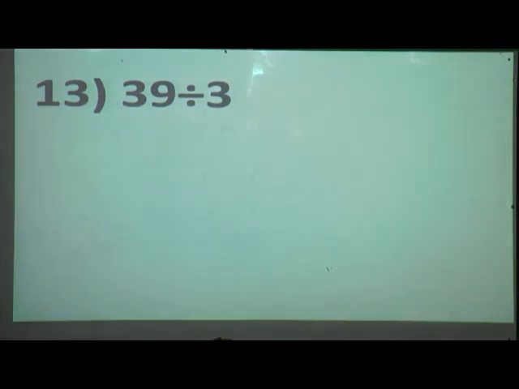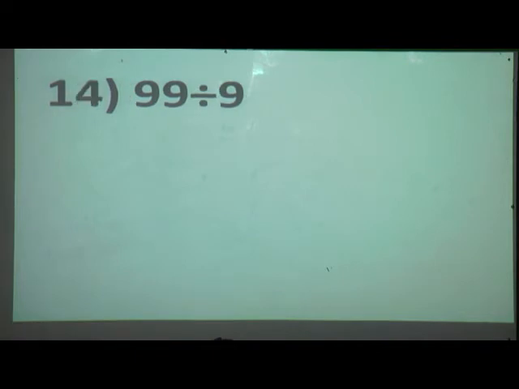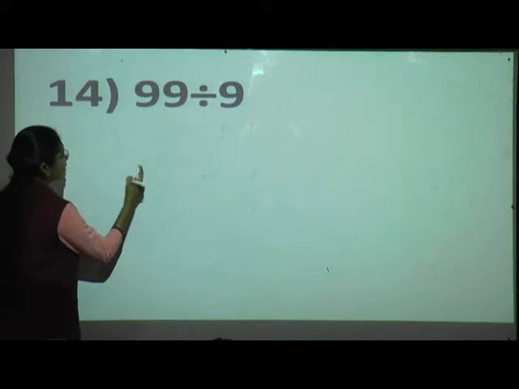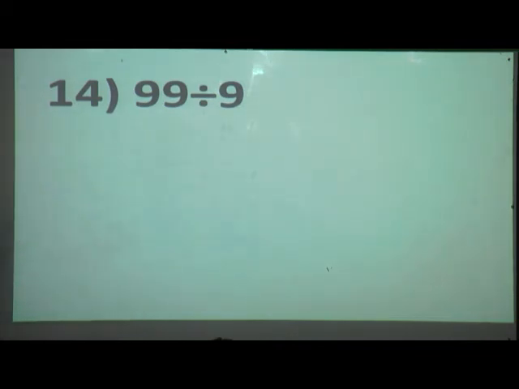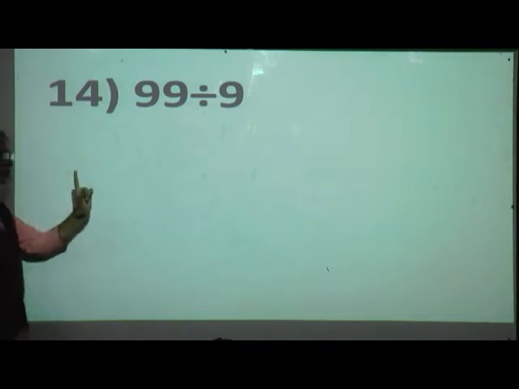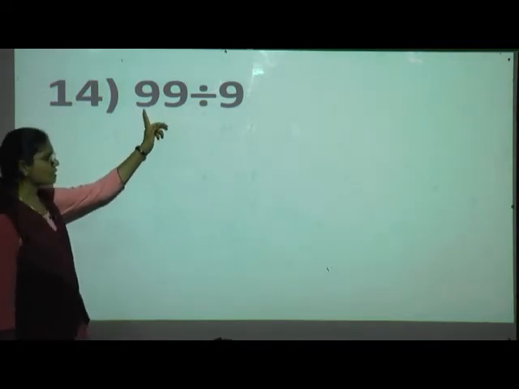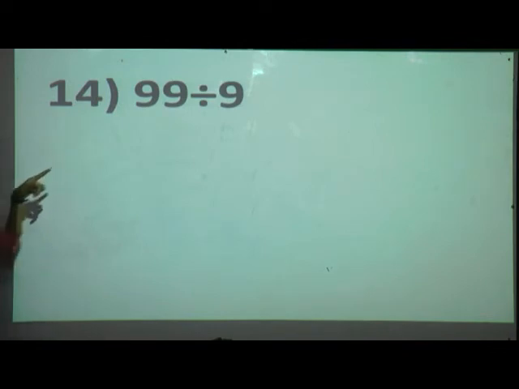Next, that is 14th number. 99 divided by 9. Okay, it is very easy again. See, you have to see the table of 9. In 9 how many 9s are there? Only 1 is there. So at tens place you have to write 1 and then you have to do the subtraction. 9 minus 9, 0.